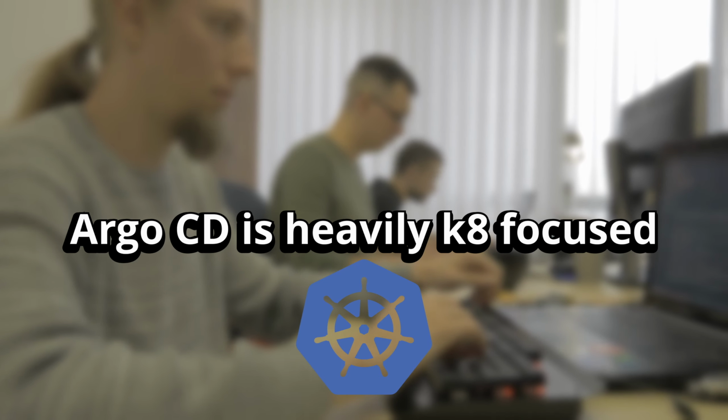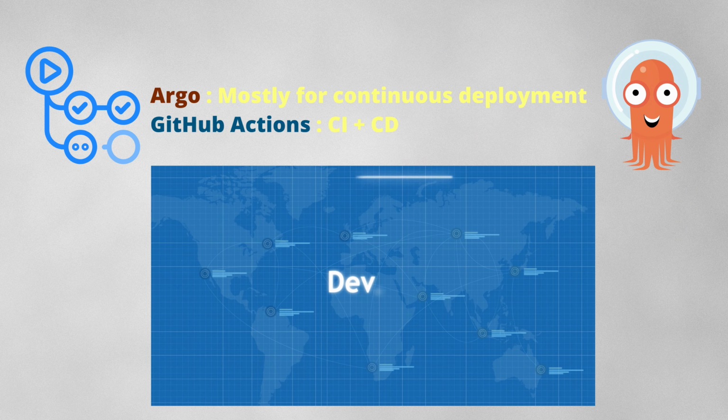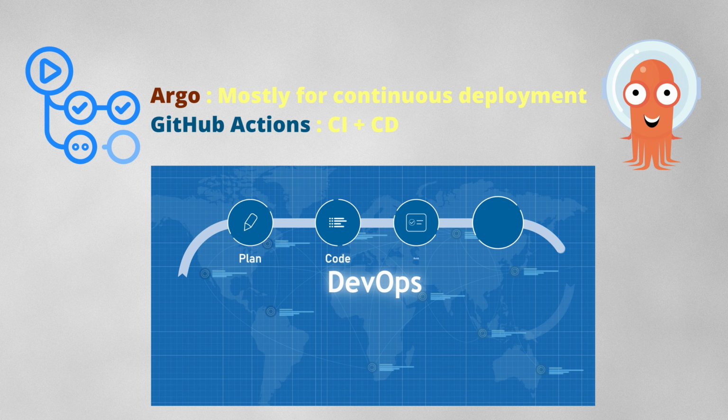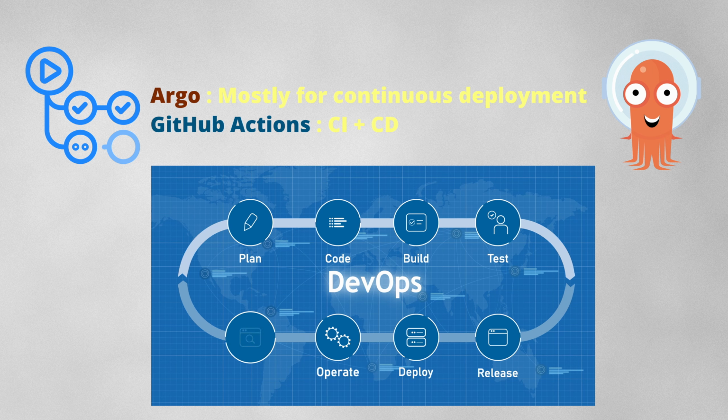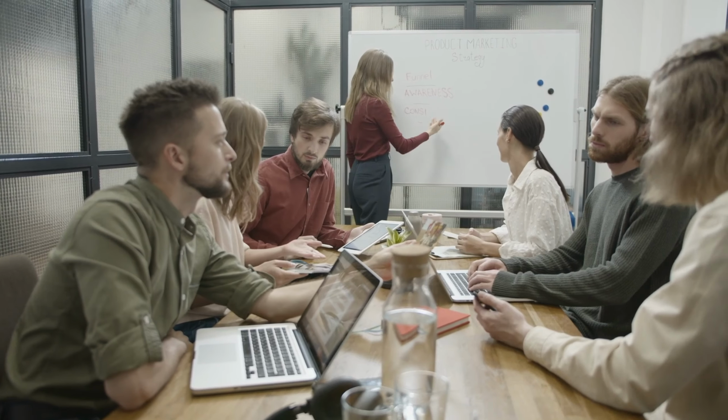Pairing Argo with GitHub Actions gives you the best of both worlds. GitHub Actions handles CI tasks like testing and building Docker images, while Argo manages deployments to Kubernetes. Together, they form a DevOps dream team.